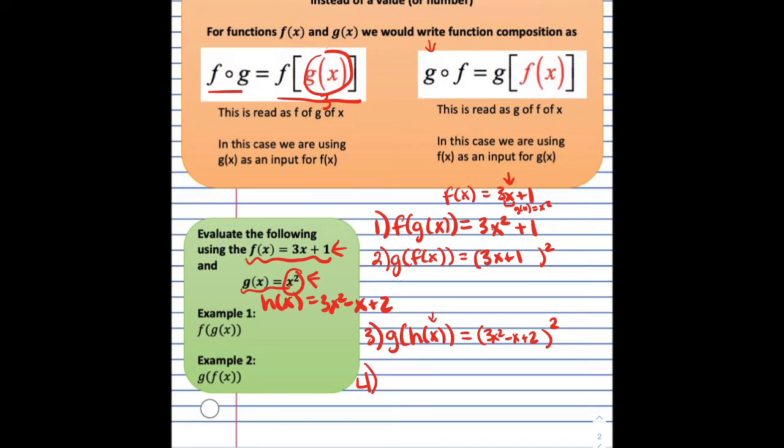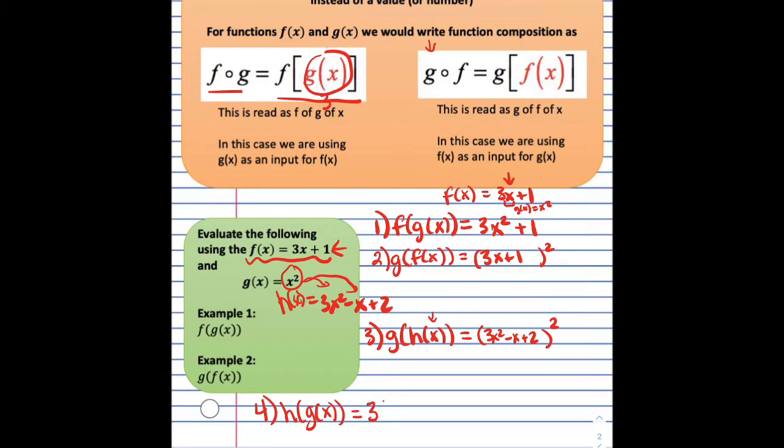Okay, so now let's try another one. Let's do h of g of x. Actually, I'm going to erase it and move it down so we have more room. Let's do h of g of x. So this means my input is now g of x, so my input is x squared. And I'm taking x squared and I'm plugging it into all of the x's of h of x.